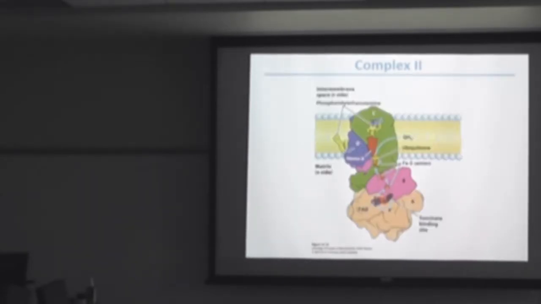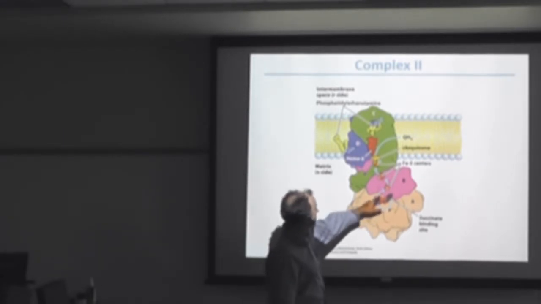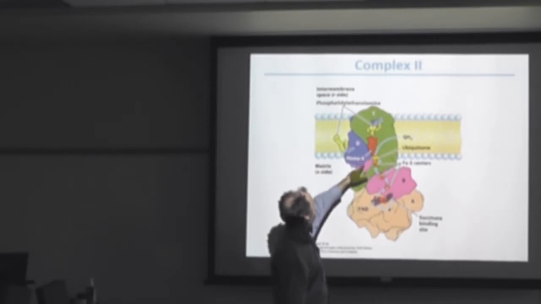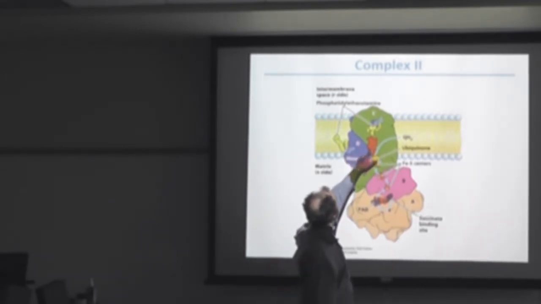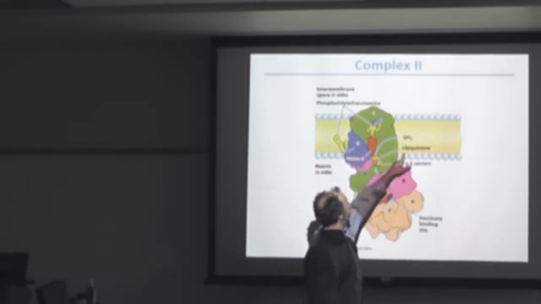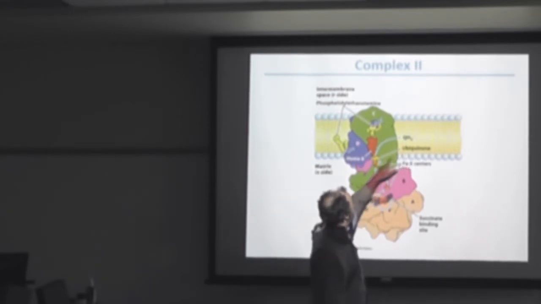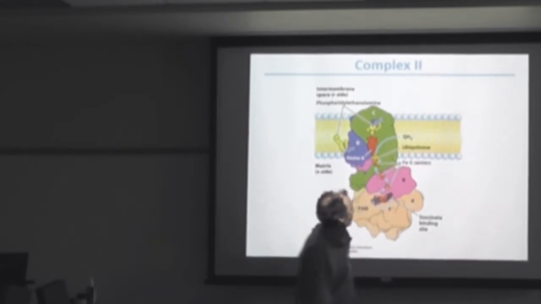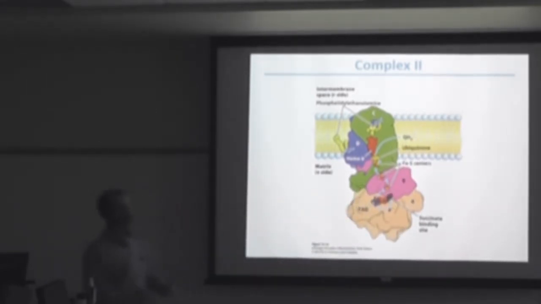And this is the figure showing that. So we have FAD here that accepts the electrons. They go through multiple iron sulfur centers, and ultimately to heme B and C, and then to ubiquinone, right? Ubiquinone then can diffuse into the membrane as ubiquinol, and ubiquinol can diffuse laterally through that inner membrane and find its way to complex 3.